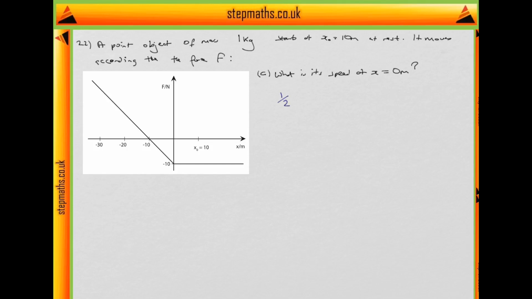So we know that half mv squared, its final kinetic energy at x equals 0, is equal to Fx. Well, what force does it move under? It moves under a force of 10 newtons for a distance of 10 meters. So that's equal to 10 times 10, or 100 joules. Well, we know its mass is 1 kilogram, and therefore v squared is equal to 200, where therefore velocity is the square root of 200, or 14 meters per second, to two significant figures.